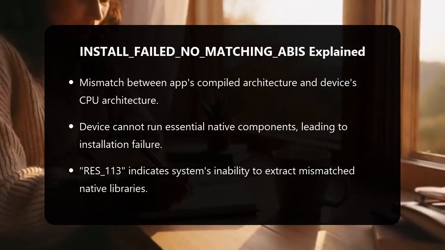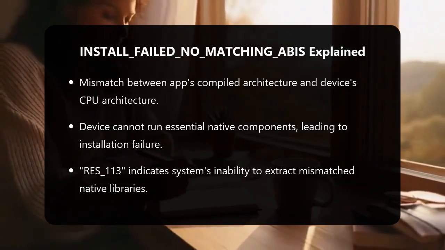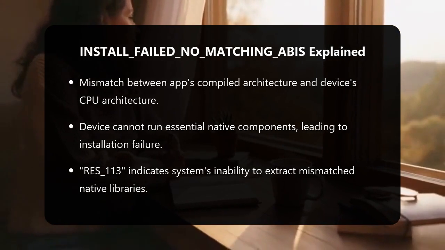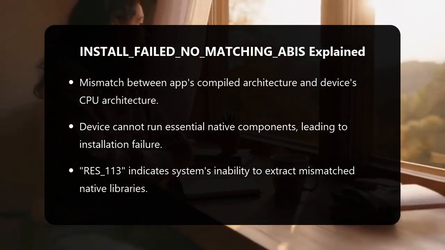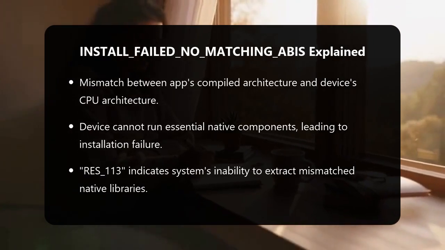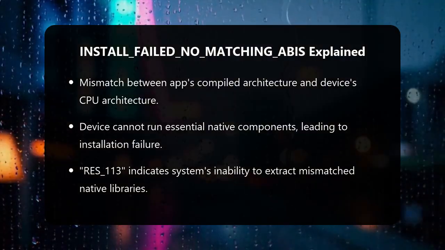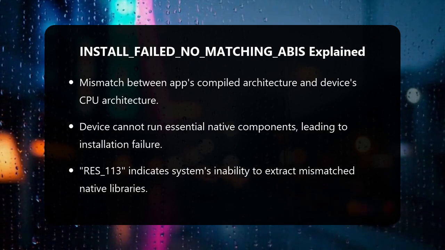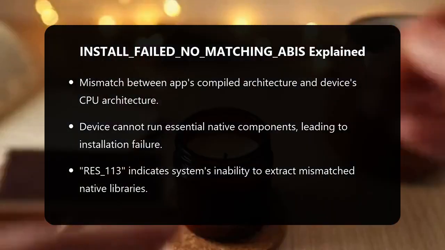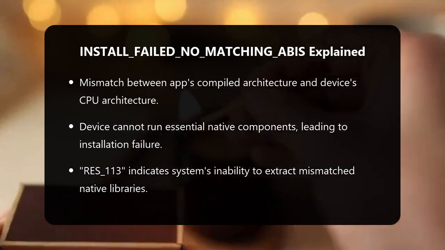Let's get started. Encountering the install_failed_ABIs error, often accompanied by failed to extract native libraries RES113, can be incredibly frustrating when trying to install an Android application. This error fundamentally means there's a mismatch between the application's compiled architecture and your device's CPU architecture.